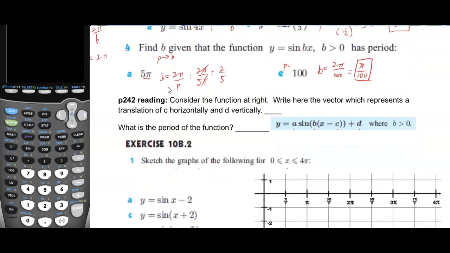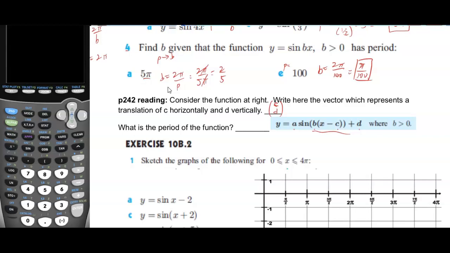Page 242. Reading. Consider the function at the right. It's just the standard sine equation. Right here, the vector which represents a translation of c horizontally and d vertically. We've seen this a couple times. I know you've already forgotten it because we hardly ever see it. But basically, it looks like this. A vector is a two-dimensional quantity, and you put the c value on top and the d value below.